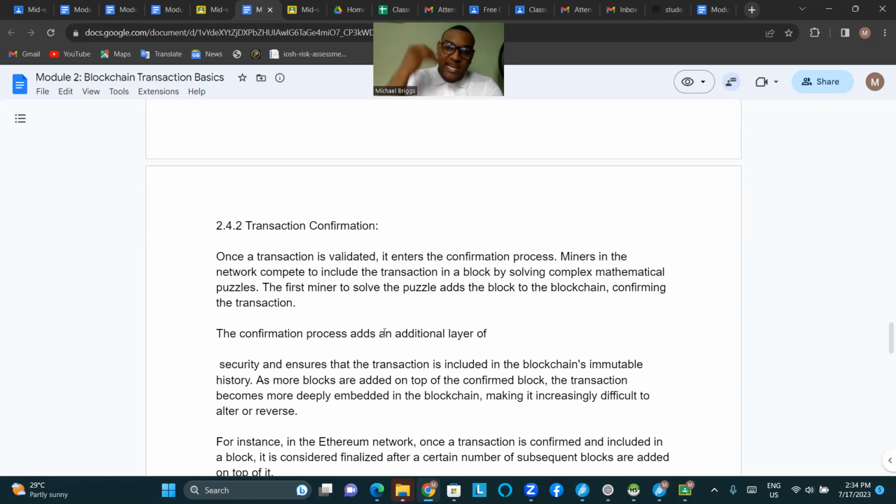Remember, once added to the block, a transaction can never be changed, can never be removed, can never be altered. Nothing can be changed in that transaction. And remember, the moment that is done, it generates what? A unique hash to identify that particular transaction. Just as more blocks are added on top of the confirmed block, the transaction becomes more deeply embedded in the blockchain, making it increasingly difficult to alter or reverse.